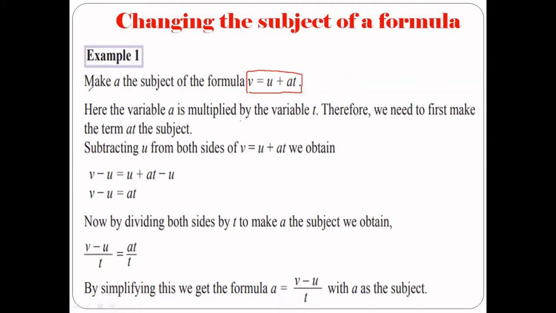V equals U plus AT. Here, make A the subject. At this moment, V is the subject. Can you see? Now you have to change the subject. You have to make A the subject. How to do that?